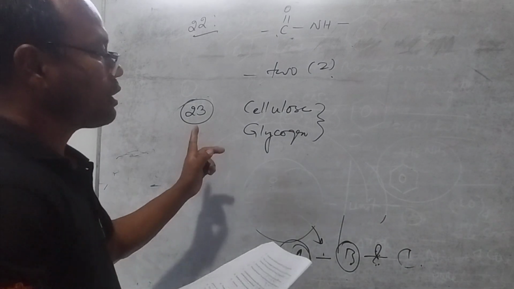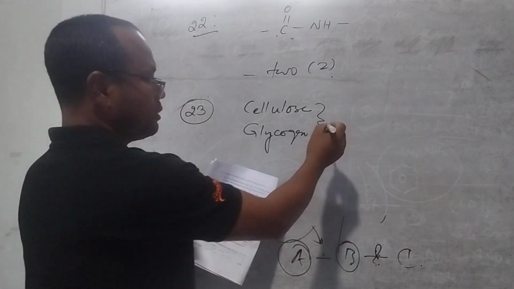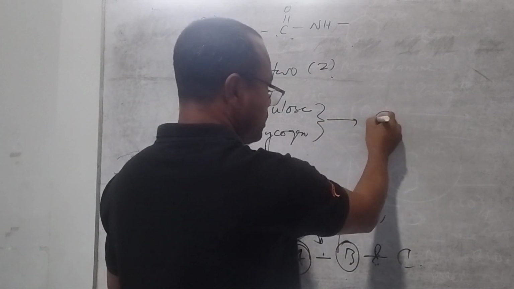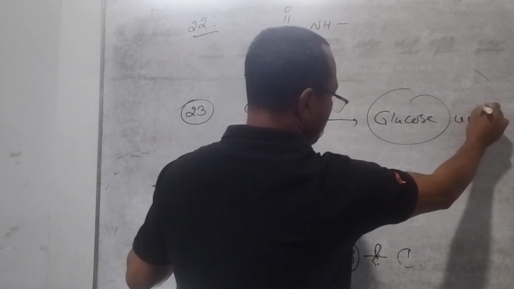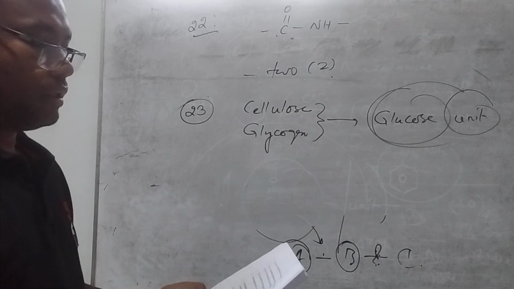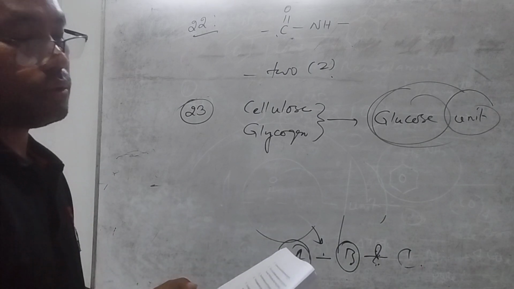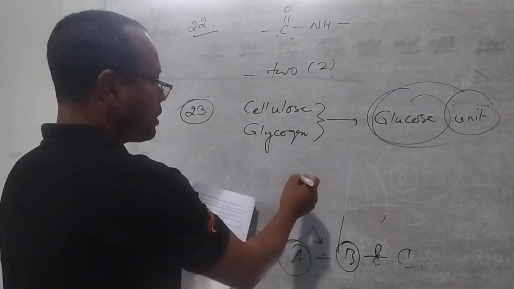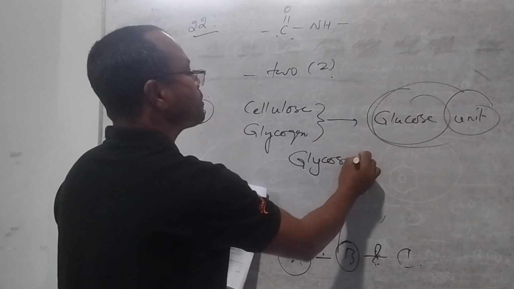Polysaccharide means polymers. The monosaccharide units are the same, all are glucose units. This is the first answer, glucose unit. The second answer is the linkage between the units. What is the name of the linkage? That is the glycosidic linkage.